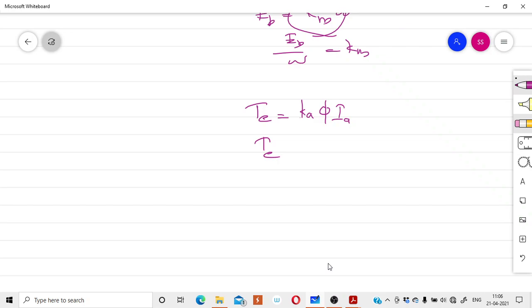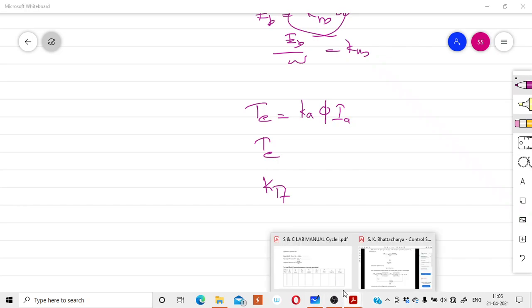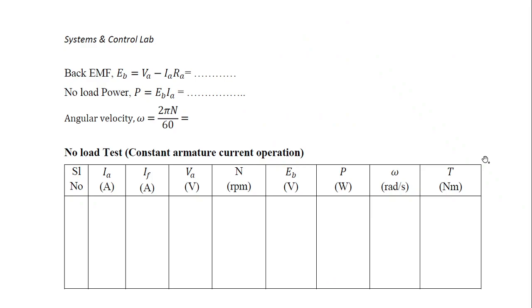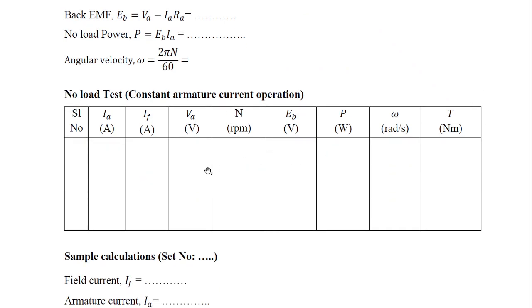In order to find out the value of the constant parameter KTF, you have to first fill this tabular column, the tabular column shown. That means for constant armature current operation.